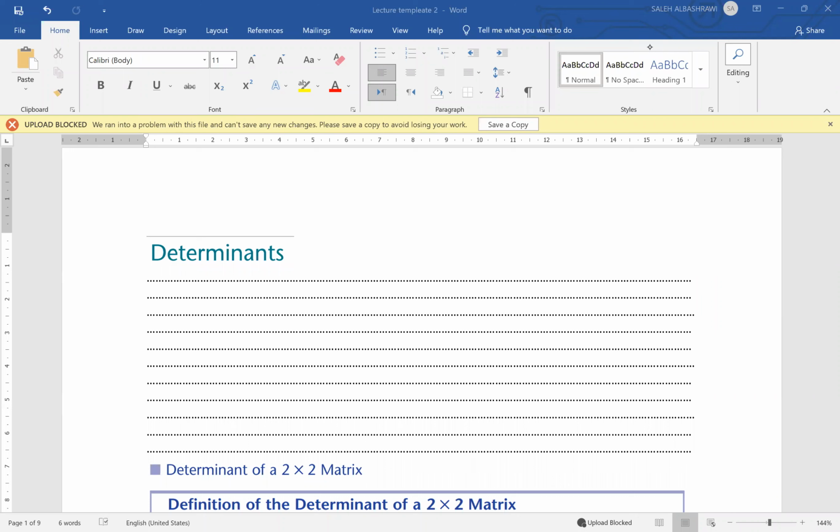Bismillahirrahmanirrahim. Today we are going to speak about the determinants of matrices. Before giving any definition or any exercise about determinants, let's speak about linear equations, and from that point we can move forward to the determinant of the matrix.